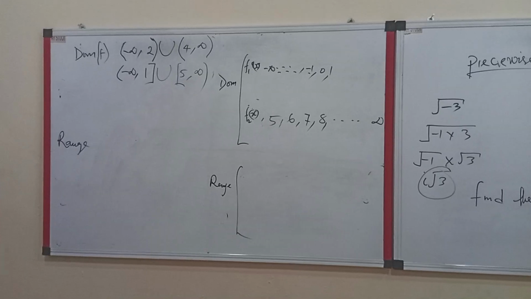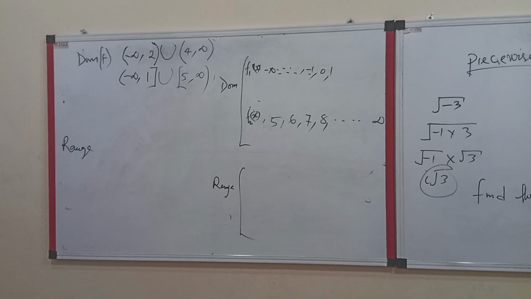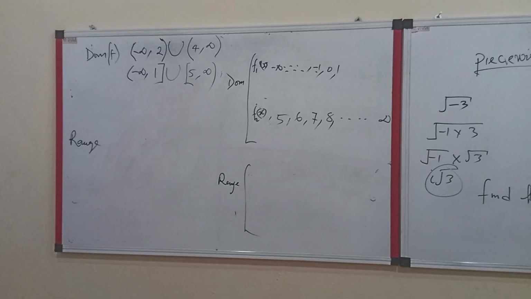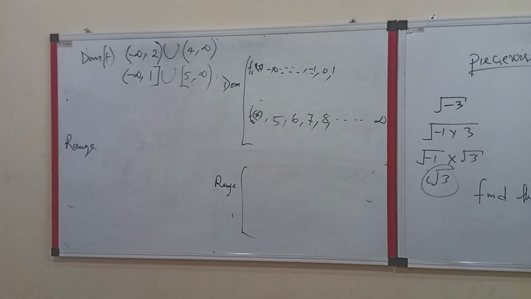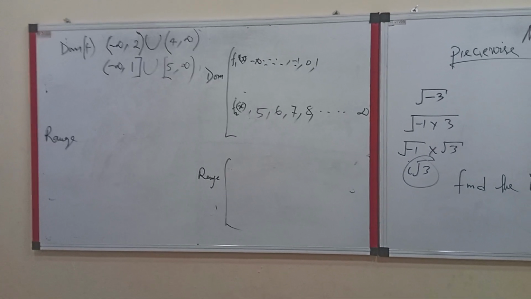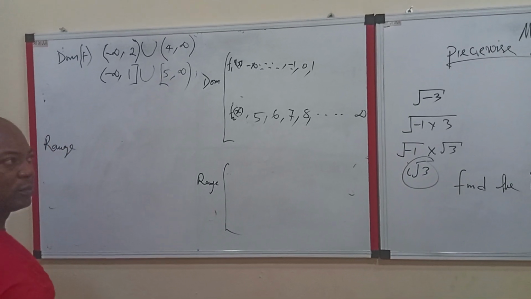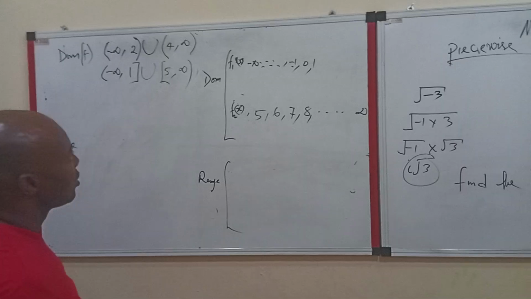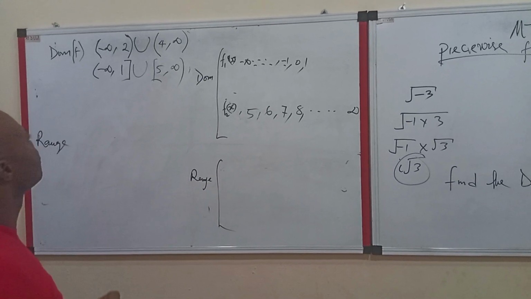Now when we don find this one, the next thing na for us to find the range. Class, make I leave this one for una too or make I do am? Now, if you say make I do am, make I do this one now.